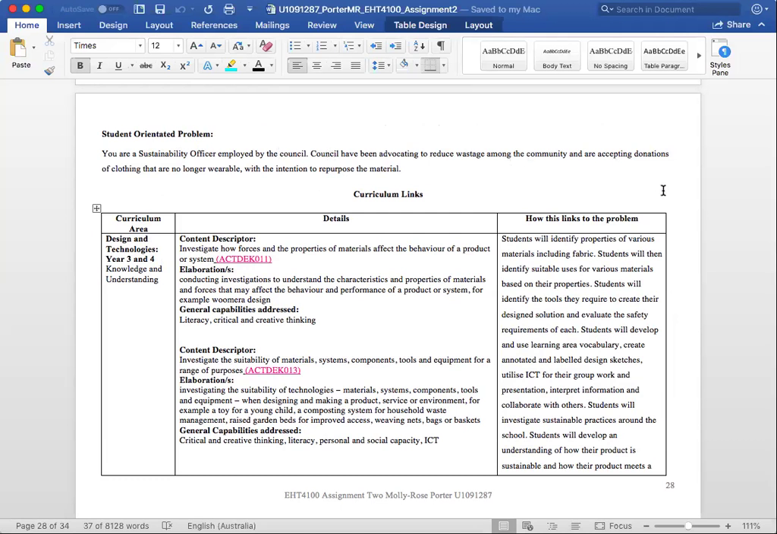Council have been advocating to reduce wastage and are accepting donations of clothing that are no longer wearable with the intention to repurpose the material. So what students are required to do is to repurpose this material and create a design solution.